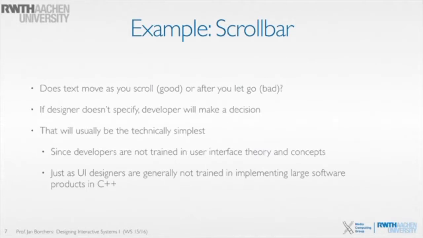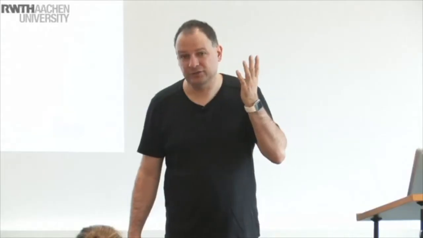Here's a simple example. Let's say you're the designer. You say, I want a scroll bar in the system. You say, OK, dear developer, put a scroll bar into this user interface. Now the designer won't say how exactly the scroll bar behaves. And there's two ways you can do a scroll bar. The normal way, the one that would be the most appropriate, is as you move the scroll bar, your content moves.